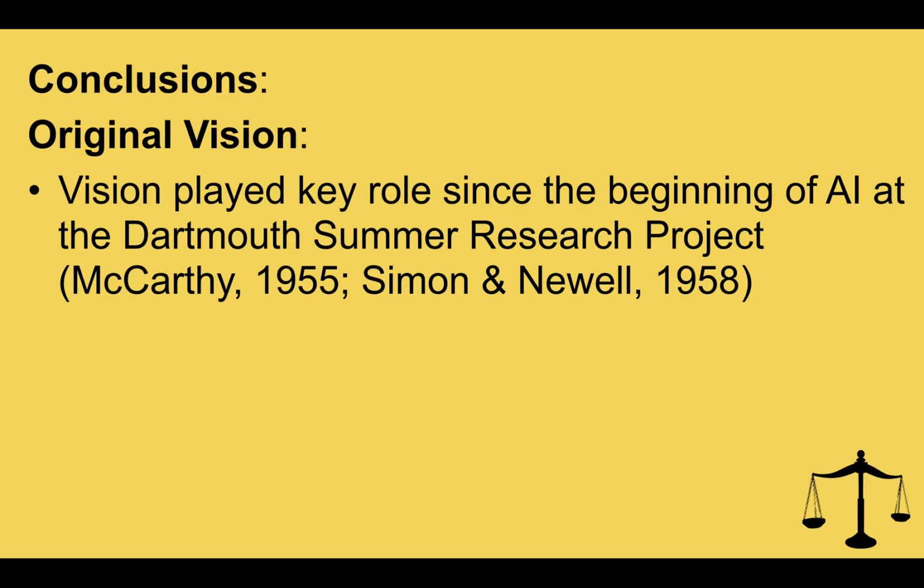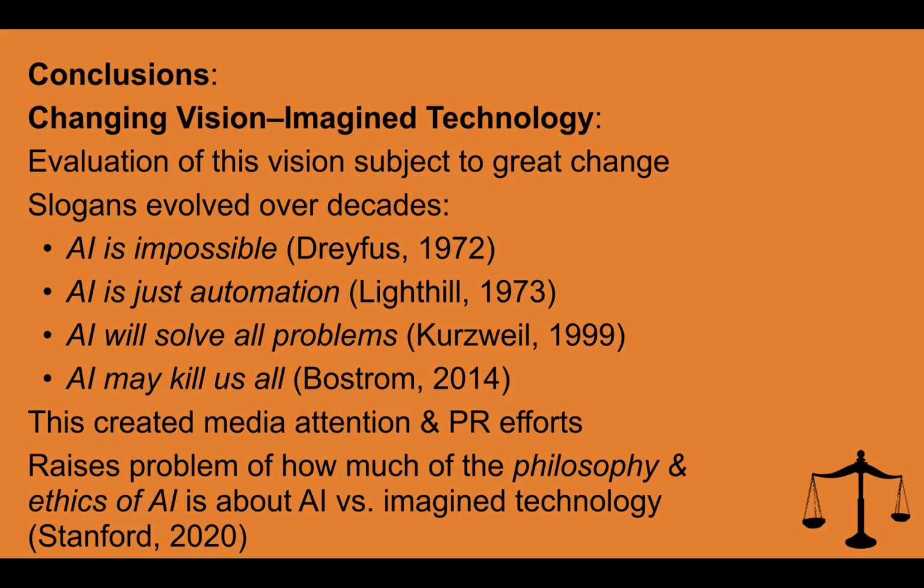Here are some various conclusions about ethics. There was an original vision that played a key role in the development of AI since the beginning of AI at the Dartmouth Summer Research Project, which happened in the 50s. This vision has changed in terms of how people imagine technology, because AI wasn't as widely developed as it has been in the last decade or so. So people just imagined what AI would become. The evaluation of this imagination is subject to great change, and slogans that talked about it have evolved over decades, such as AI is impossible, AI is just automation like for cars, AI will solve all problems, or AI may kill us all.